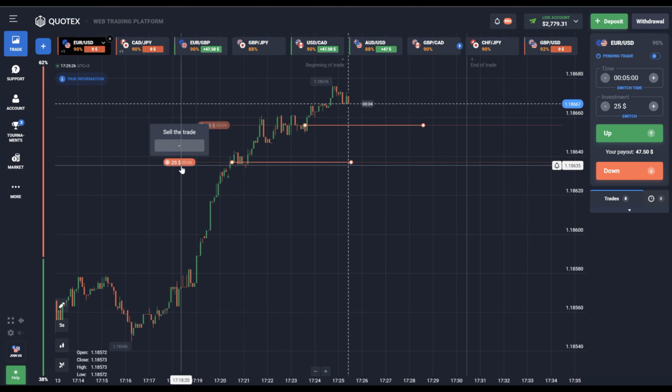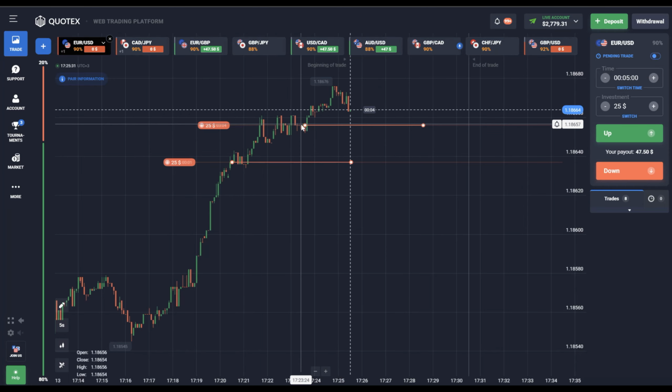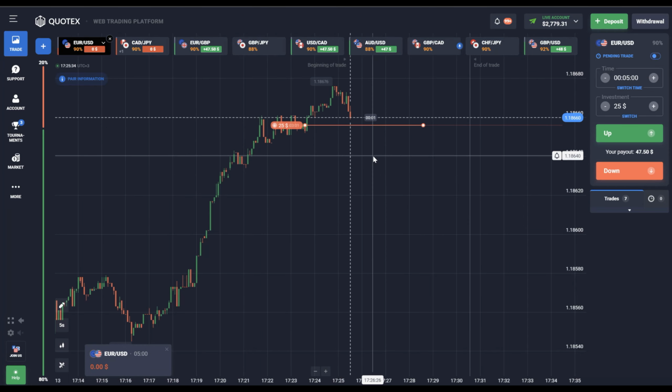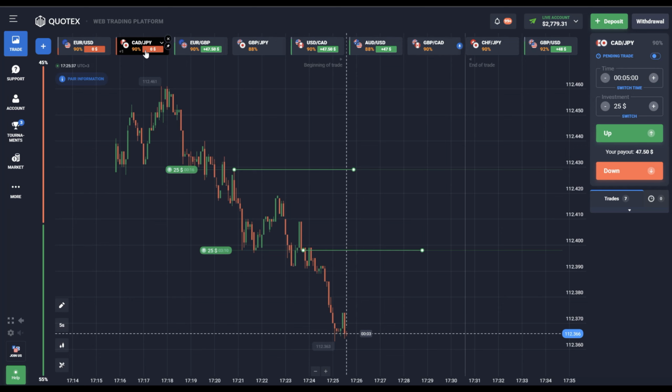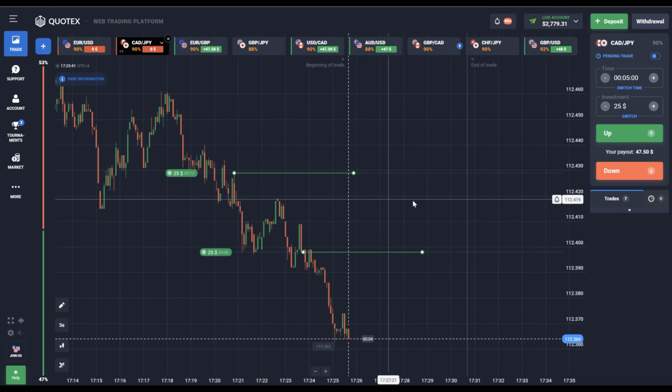Euro-dollar. One trade will close at a loss in 5 seconds. And there are still 3 minutes left until the second trade closes. The price is still in the negative for now. Canadian dollar, Japanese yen, 15 seconds until the upper trade closes. It's possible that both trades will close at a loss.